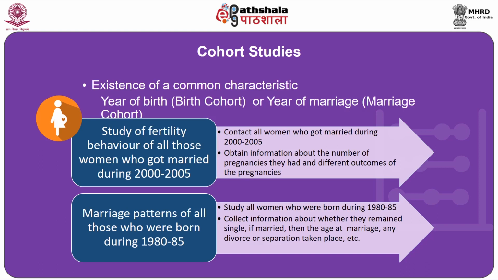While in the first case, all those women who got married during 2000 to 2005 have to be contacted and obtain information about the number of pregnancies they had and different outcomes of their pregnancies, whereas in the latter case, one should study all those women who were born during 1980-85 and collect information about whether they remained single, if married, then the age at marriage, and any divorce or separation takes place, etc.